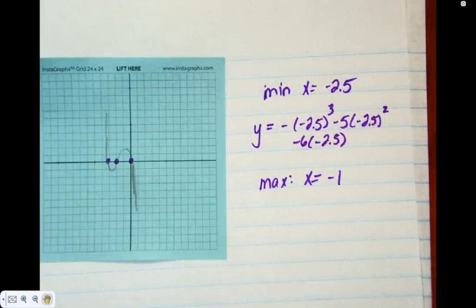This would be a calculator question. We wouldn't expect you to cube negative 2.5. So throw all that onto your calculator. No stickies, no calculator, no nothing.